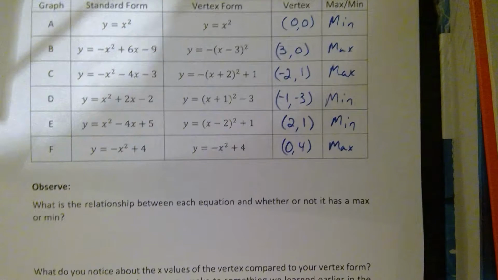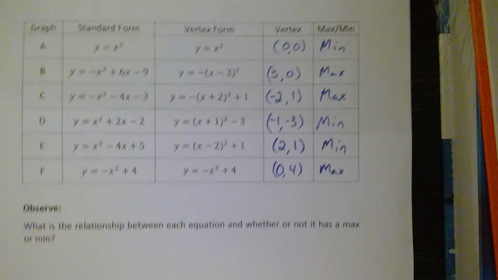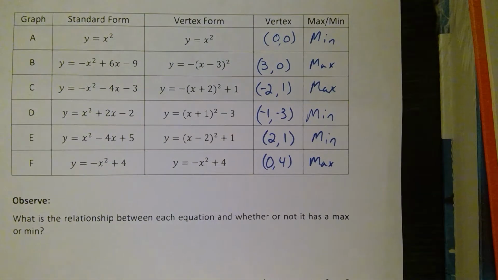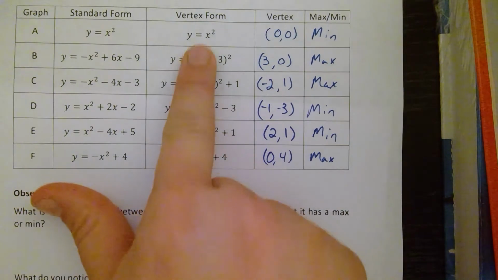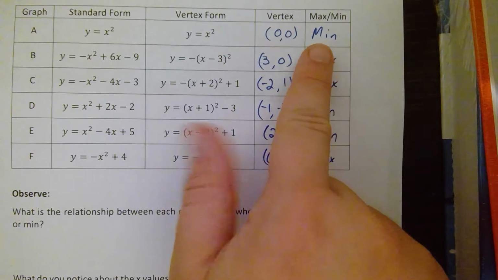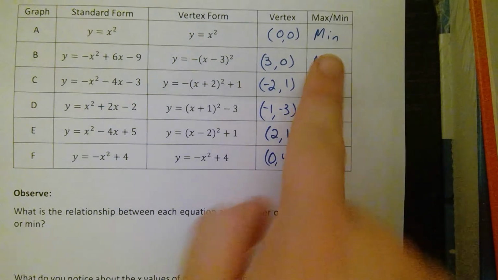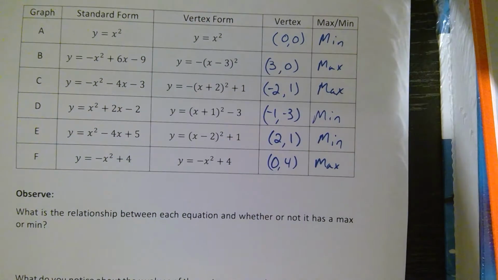Now, on the observe, I want to see what you saw. What pattern did you see as you're looking at your table? Okay, so what I want you to do is write down, or type in rather, what relationship did you see between max and min and then your equation. Okay, you notice every time you see a minimum, what's going on in your equation. Okay, every time you see maximum, what's going on in your equation. All right.